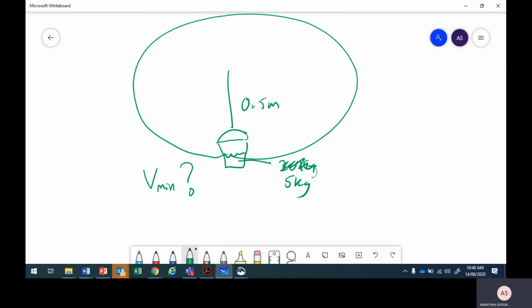Okay, I think it's good to give the bucket weight, right? So the water alone is 5 kg, and let's say the bucket is 0.5 kilogram. At the top, what speed should you whirl it so that the water never spills down? What is the minimum speed?